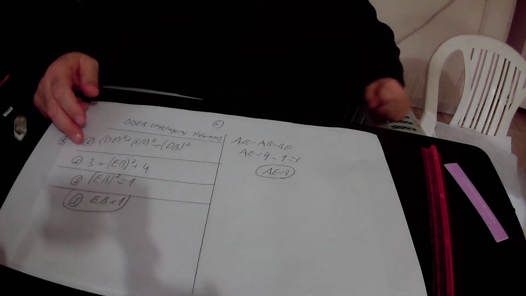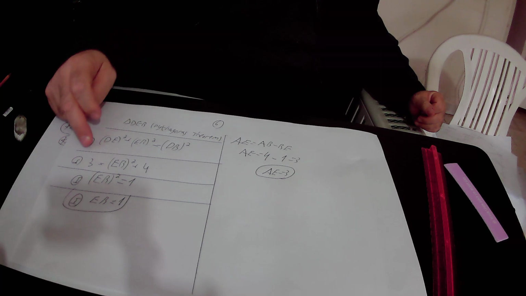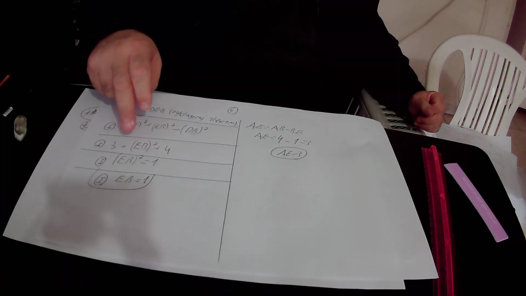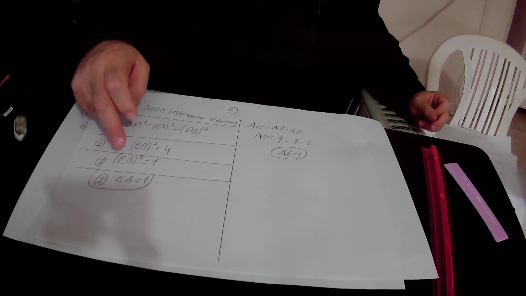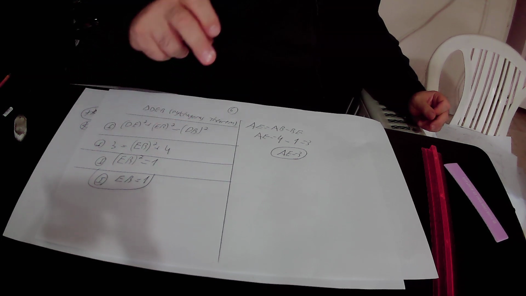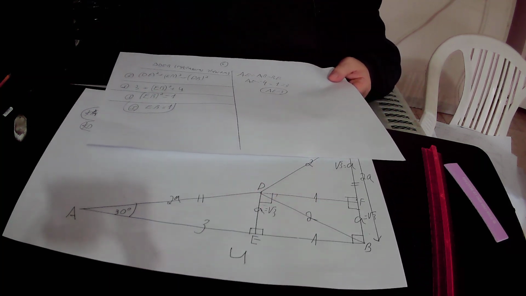So according to equation number 1, 3 equals EB squared plus 4. We subtracted 3 from this equation, and we got that EB squared equals 1. We took a root out of this equation and we got that EB equals the square root of 1. The square root of 1 is 1, so we found out that EB equals 1.